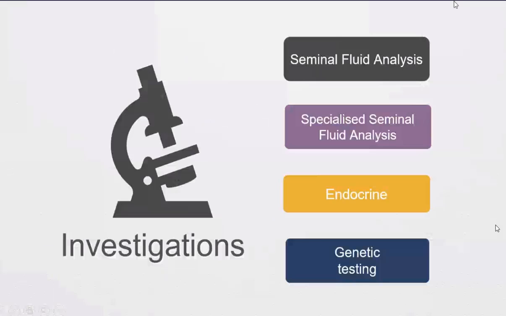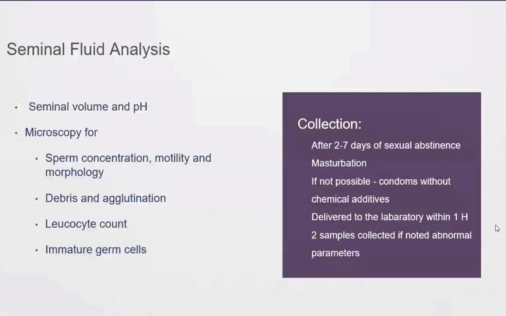So basic investigations include seminal fluid analysis, specialized seminal fluid analysis, endocrine testing, and also genetic testing. The basic thing that we can do is seminal fluid analysis. We look at the seminal volume and pH. There are two components we will look at, which is the macroscopic assessment and also microscopic assessment.